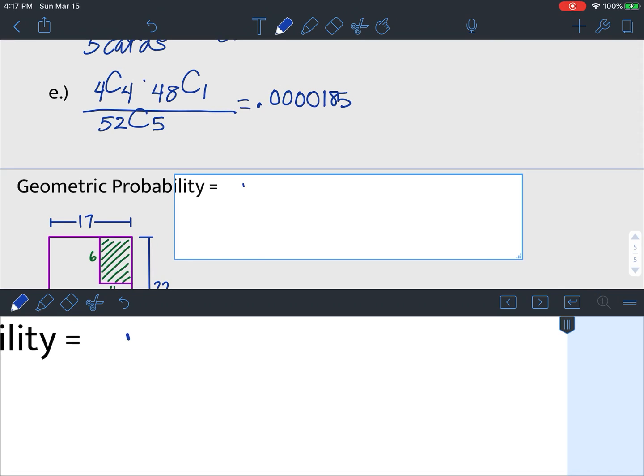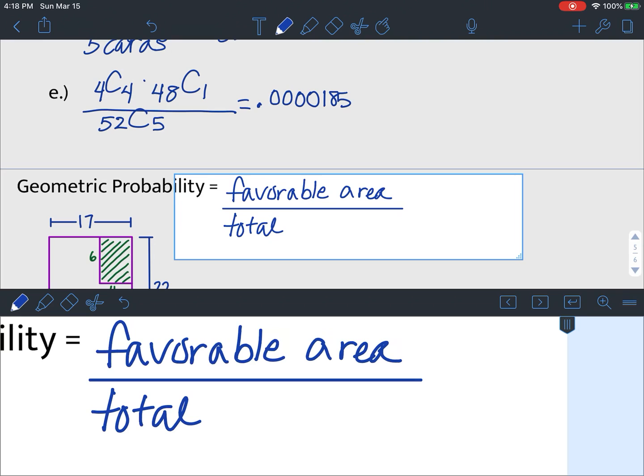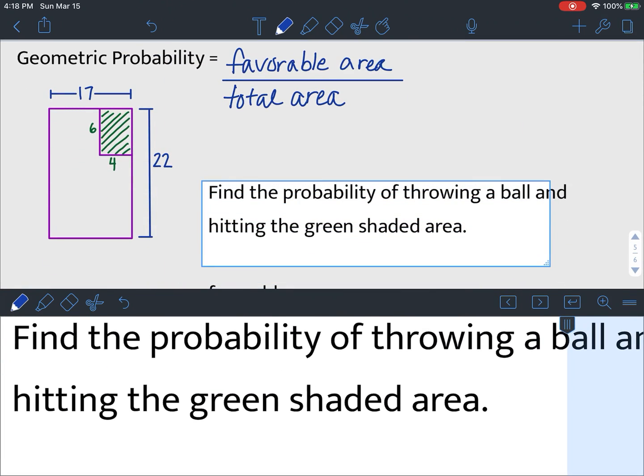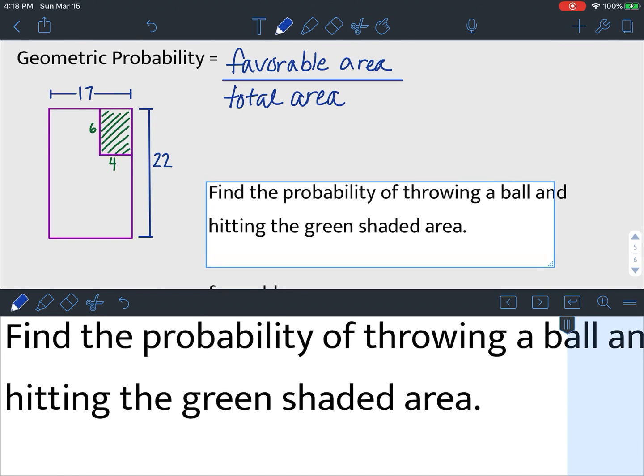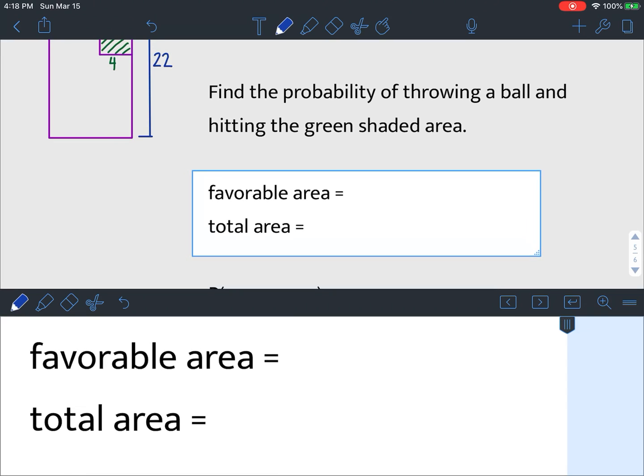Okay, so geometric probability is the favorable area, or whatever they're, we call it favorable, but it's really like whatever they're asking you for. So in this case, they're asking you about the green shaded area, so that's the favorable area. Even if in baseball it's actually bad. And divided by the total area.